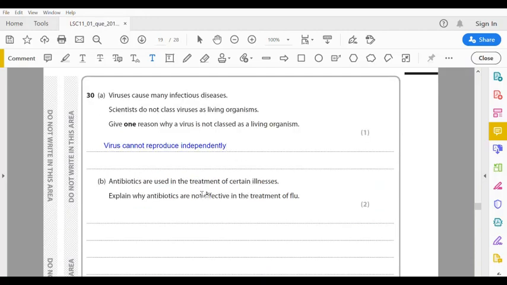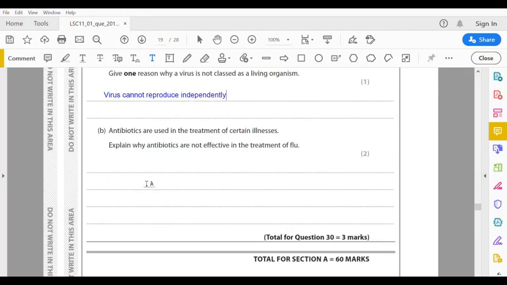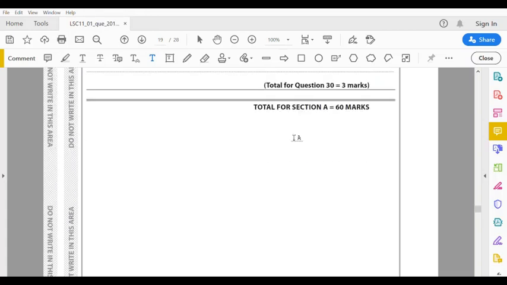Next one, antibiotics are used in treatment of certain illnesses. Explain why antibiotics are not effective in the treatment of flu. So flu is caused by a virus. Then antibiotics only work against bacteria. Or you can say it does not work against viruses.